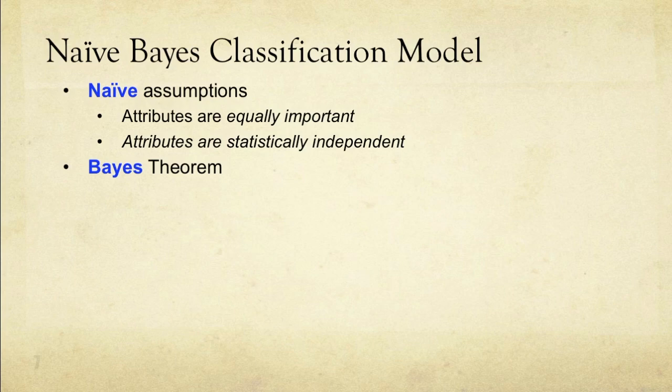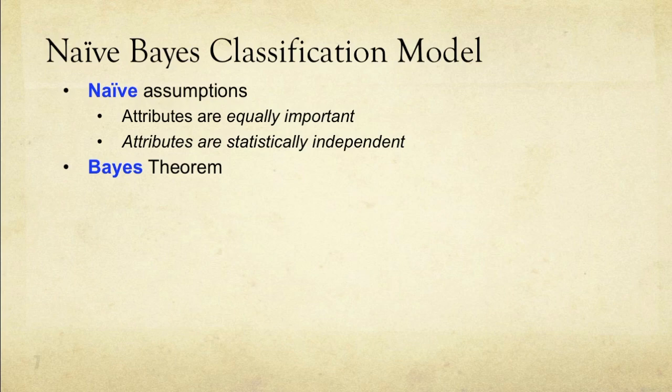In the naive Bayes classification model, there are two basic assumptions. One is that attributes are equally important. Second, attributes are statistically independent. The second assumption is especially troublesome and naive, because it means that the observation of values in one attribute has nothing to do with those in any other attributes. They are totally independent. In reality, we know this independence assumption is rarely true.